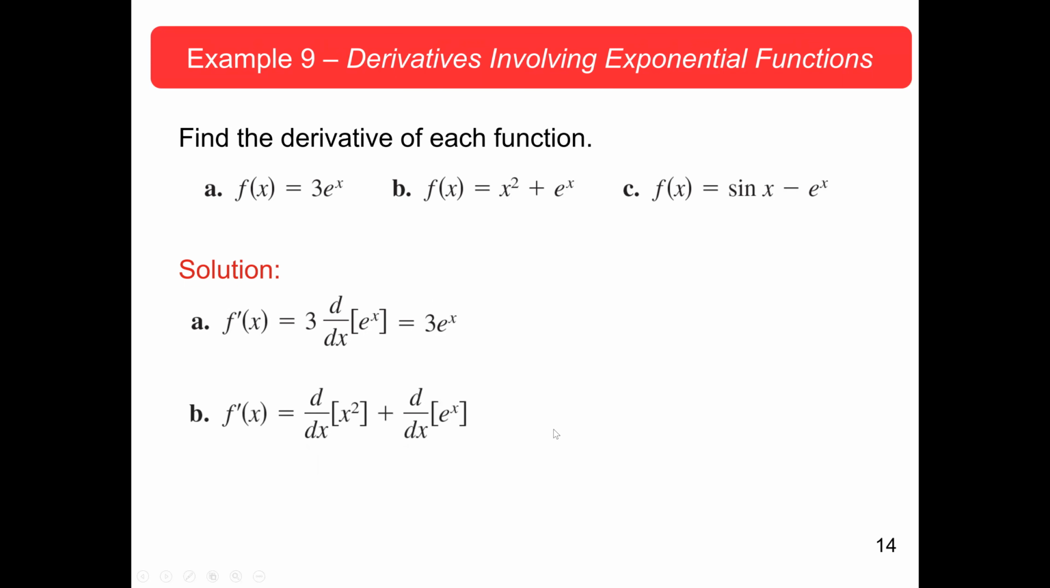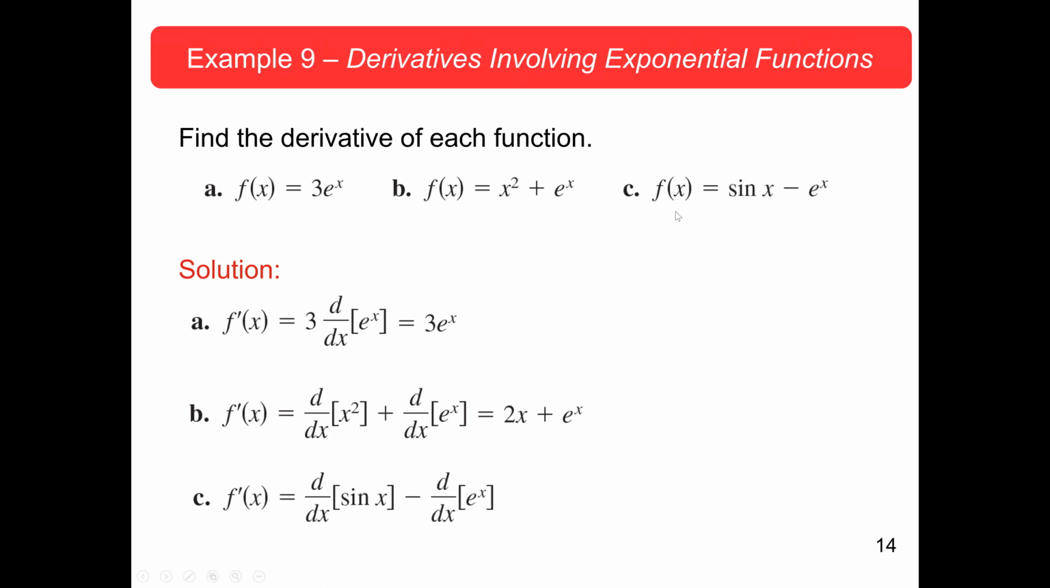Now let's look at the second one. We are looking for the derivative of x squared plus e^x. Now the derivative of x squared will give us 2x. The derivative of e^x will give us e^x. So the answer will be 2x plus e^x. And that's what we have here, 2x plus e^x. Again, the derivative of x squared is 2x. The derivative of e^x is e^x.